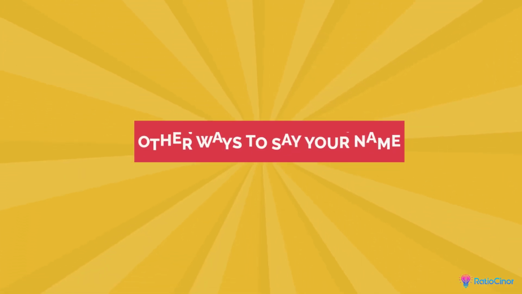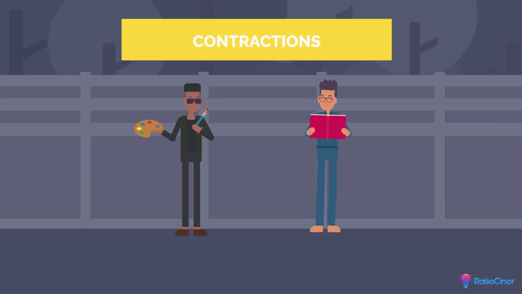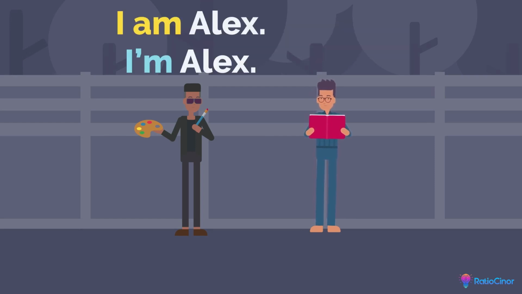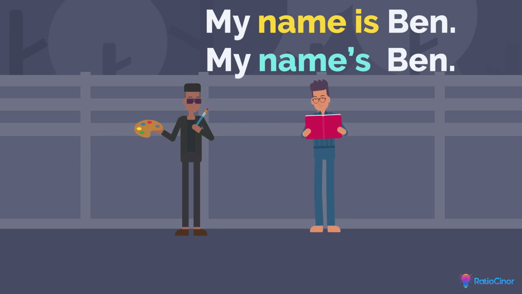Other ways to say your name. In conversational English, speakers often use contractions. These are shortened versions of pairs of words. I am Alex. I'm Alex. You can contract I am to I'm. My name is Ben. My name's Ben. You can contract name is to name's.